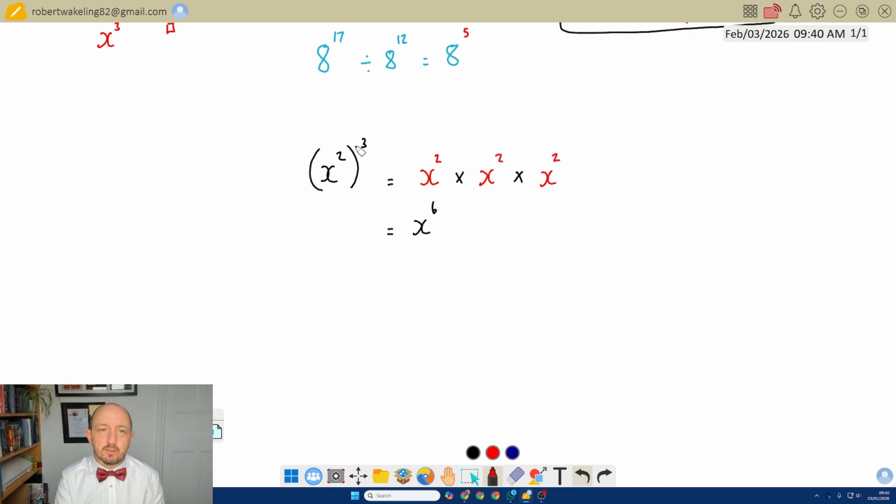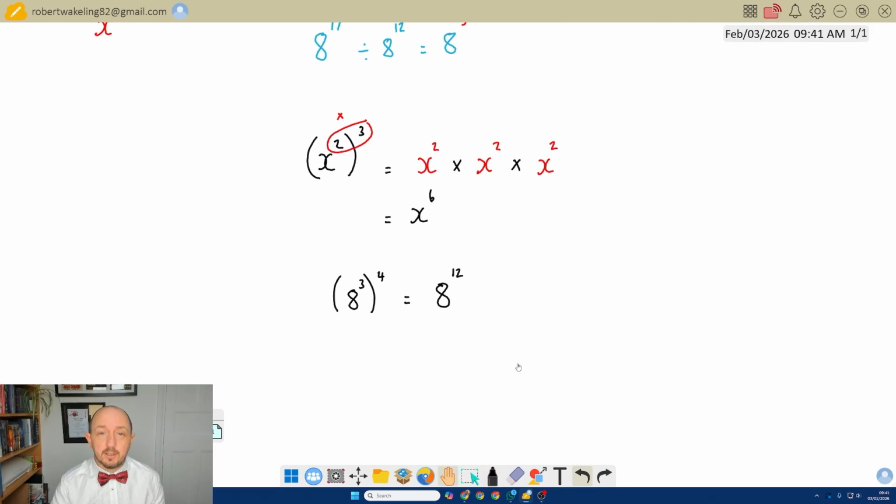And the shortcut rule is we can times these. So if we have something like 8 cubed to the power of 4, we can just simply times the powers. 3 times 4 is 12. That's our third rule. 2 more to go.